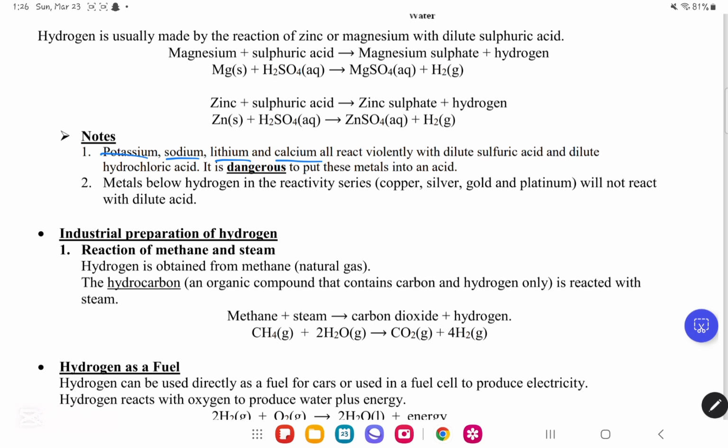But another way to make hydrogen out of these four metals is not by using sulfuric acid, but instead of using the acid, we will use steam. We can check it in topic 10 about the metals. Now, metals below hydrogen in the reactivity series, being copper, silver, gold, and platinum, will not react with dilute acid.